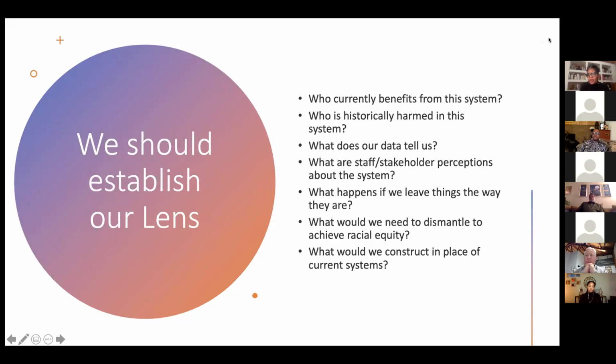What are staff and stakeholder perceptions about the system? What happens if we just leave things the way they are and don't augment anything is a conversation to have. What will we need to do or dismantle to achieve racial equity in what we're doing? And what would we construct in place of current systems? All of those would be types of questions that we'd be asking in our lens, but along the way, we'll refine the lens of equity that we'll use as we get closer to making decisions too. So I wanted to share that with you as just another piece for us to be thinking about.